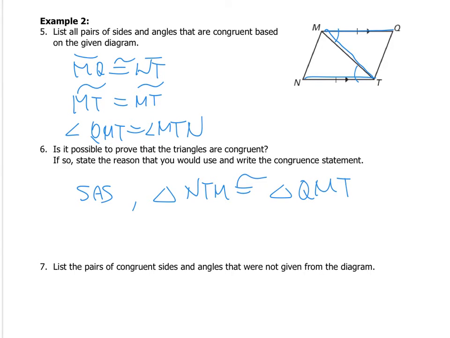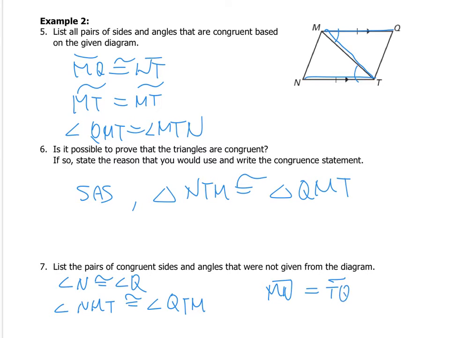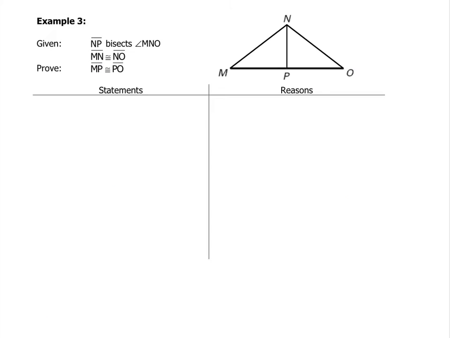And if I have to list all the other pairs, it's all the pairs that haven't been mentioned. Angle N and angle Q are congruent. Angle NMT is congruent to angle QTM. And segment MN is congruent to segment TQ. So that's a summary of the process of using CPCTC. Now let's look at how we use them in proofs.